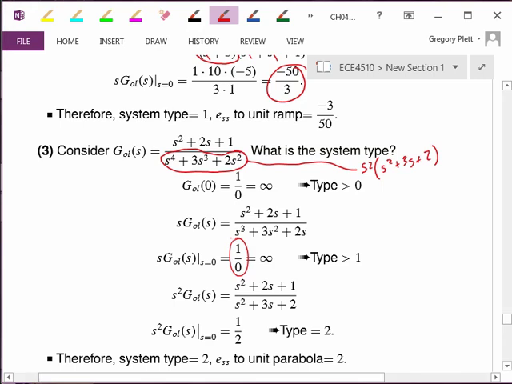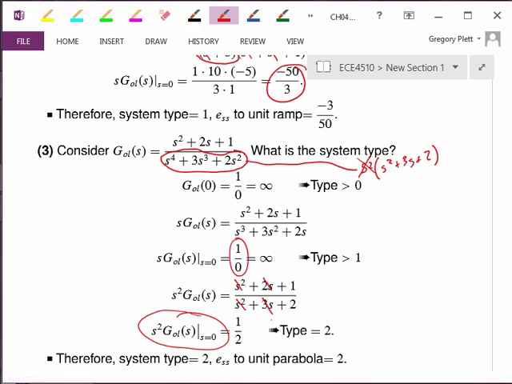Last thing I try is seeing what the acceleration error constant is. I multiply by S squared, which cancels that S squared and leaves everything left. And so I have S squared plus 2S plus 1 in the numerator still, S squared plus 3S plus 2 in the denominator. And when I plug in S equals 0 in the limit, those go away, and I have 1/2. So the acceleration error constant is 1/2. The system is therefore type 2. And the error to the unit parabola is 1 over 1/2, or 2.